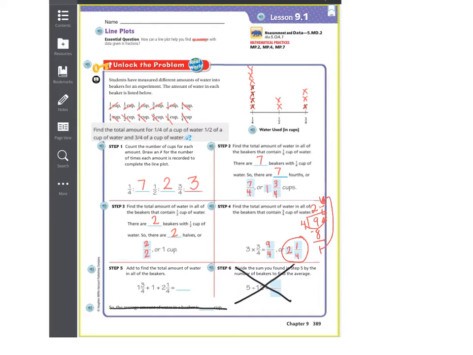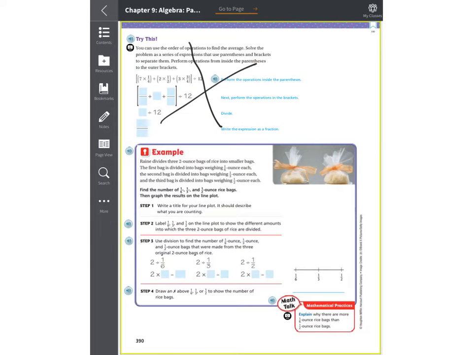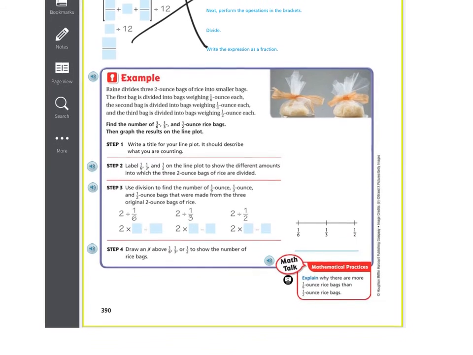Okay, so then if we want to find the total amount in all the beakers, we add these together. 1 3/4 plus 1 plus 2 1/4, and we get a total of 5. Okay, and that's how you would figure that out. We're going to skip step 6 because we're not doing average. So on your math page, if there are questions about averages, just skip that one and continue on. Okay? All right. So next page.